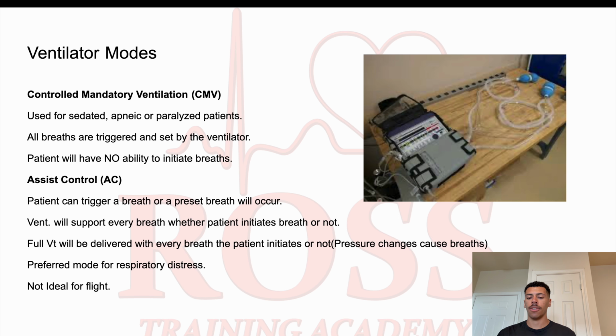And then we have AC, or assist control, and you will start seeing this and everything else that I'm about to talk about next. So with AC, the patient can trigger a breath, or a preset breath will occur. And so if the patient triggers a breath, it's going to be delivered at the set tidal volume that you have set in the ventilator. So if they want to take just a little small breath, they're not going to be able to, because as soon as there's a pressure change in the ventilator system, and they feel any type of inhale, it's just going to deliver that full breath that you have set, that 350 mLs of air, that 400 mLs of air, whatever you have set for the ventilator, it'll give.